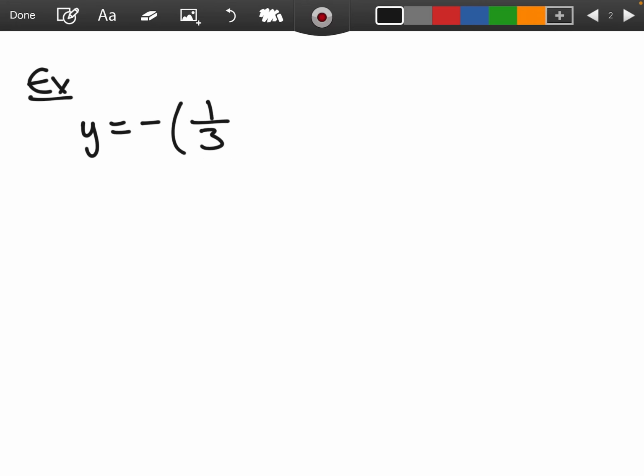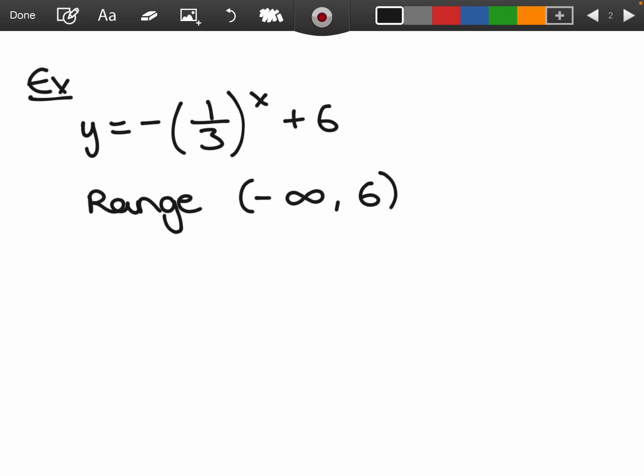We'll do a quick example just to show this. So let's say I have y is equal to negative (1/3) to the x plus 6. I've got (1/3) to the x that has then been flipped over the x-axis, and then it's been shifted up by 6 units. So the range of this is now going to be negative infinity up to 6. My domain is still all real numbers. We haven't changed our domain in any way. It's just the range because we have shifted this graph.